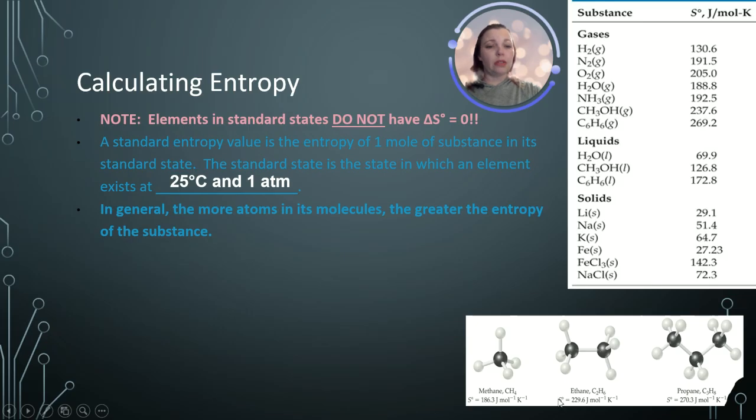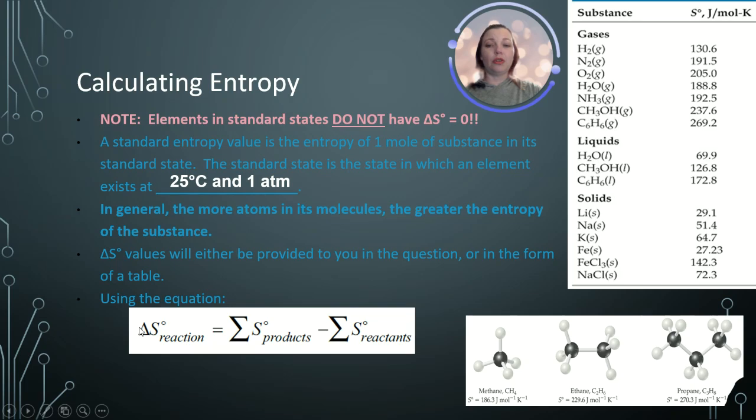And you can clearly see based on the values that as we increase the number of carbons and the associated hydrogens, our entropy increases. So delta S values will either be provided to you in the question or in the form of a table as you see here.